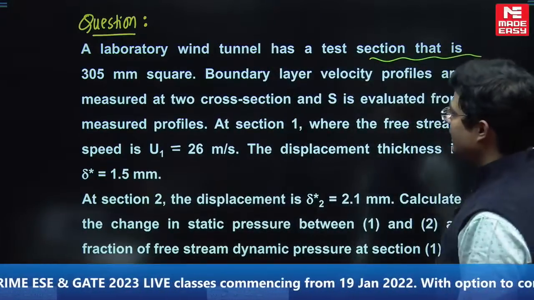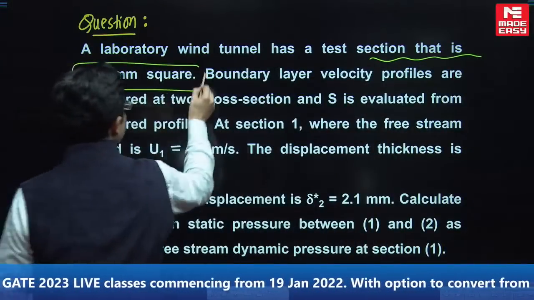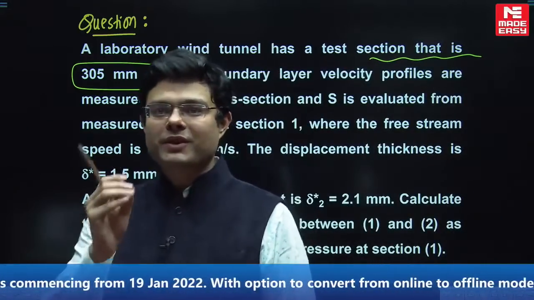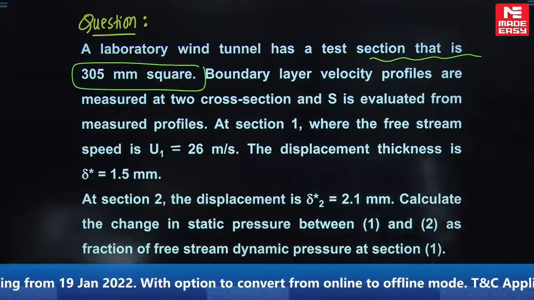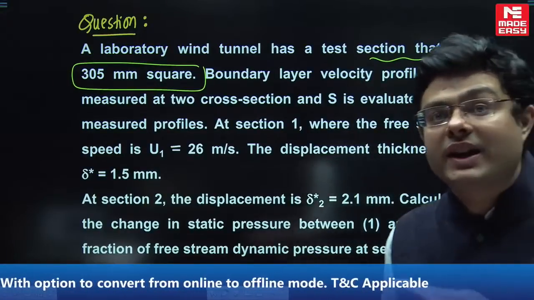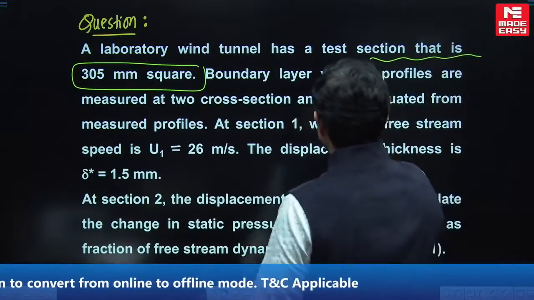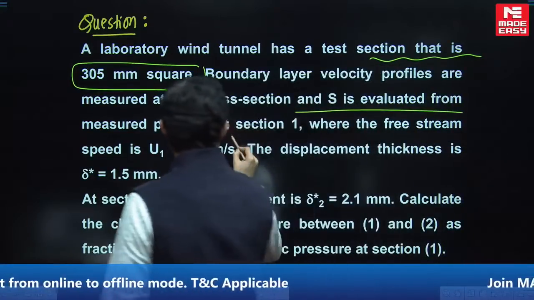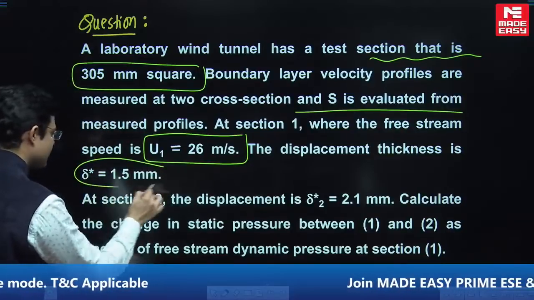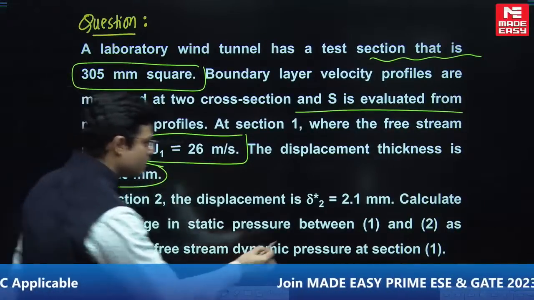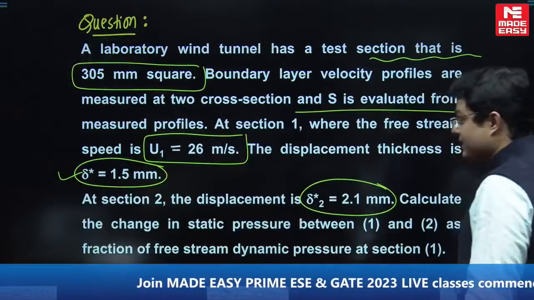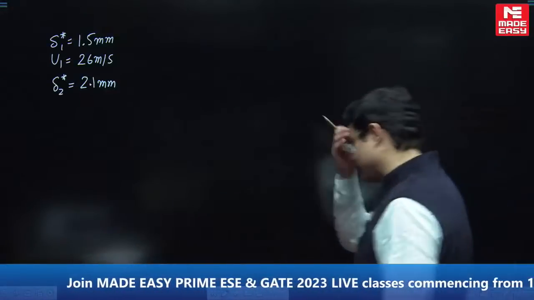विंड टनल इज देयर, है ना, 305 mm स्क्वायर है उसका डायमेंशन. Boundary layer velocity profile, only those students will be able to solve this question who are well aware about internal flows. So at a particular section the free stream speed is 26 and the displacement thickness delta star is 1.5 mm. At some section 2 the displacement thickness is 2.1 mm. Okay, then calculate what he is asking. Yes, calculate the static pressure change and all this stuff.